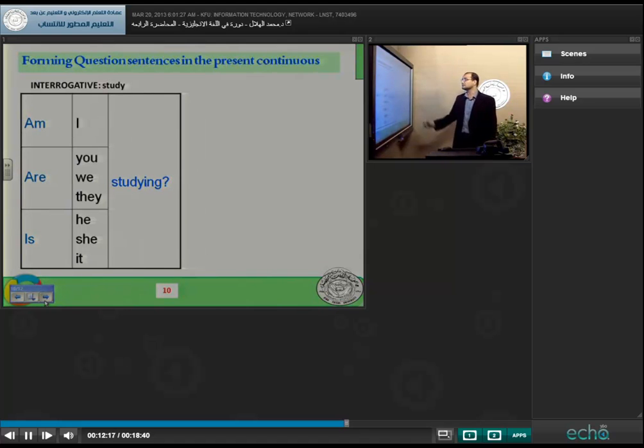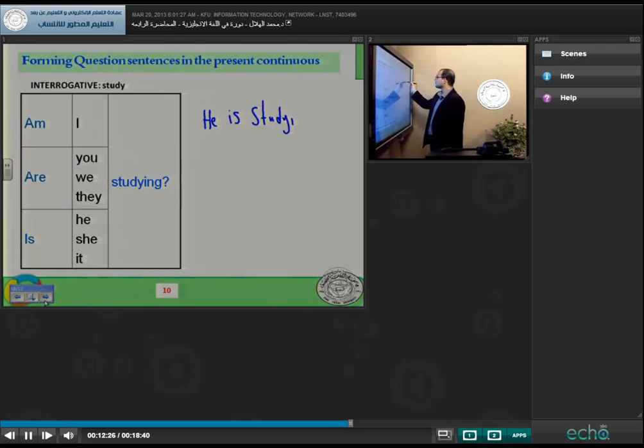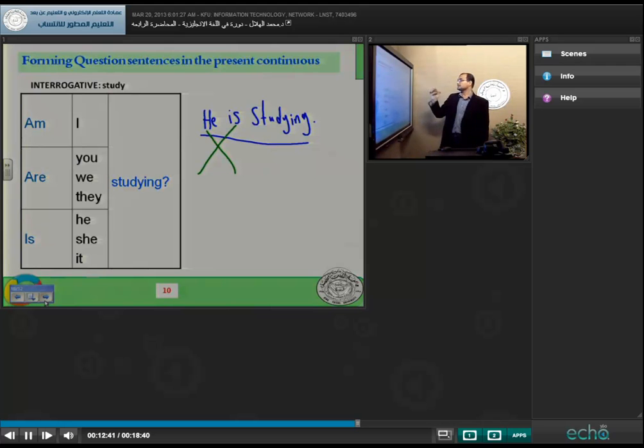So if I have a sentence like he is studying, and I need to change this sentence into a question sentence or into an interrogative sentence, it is only a matter of reversing the places of the verb with the place of the subject. So he is studying is going to be is he studying?